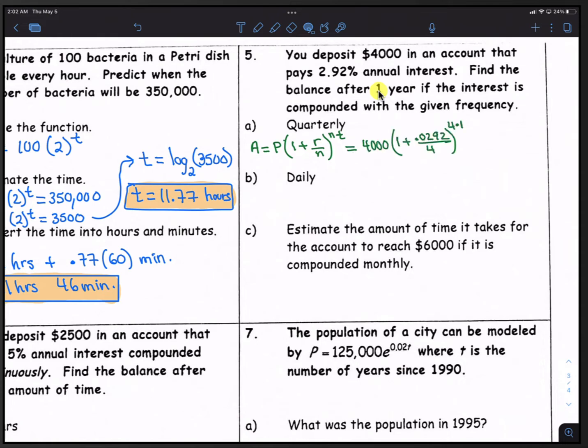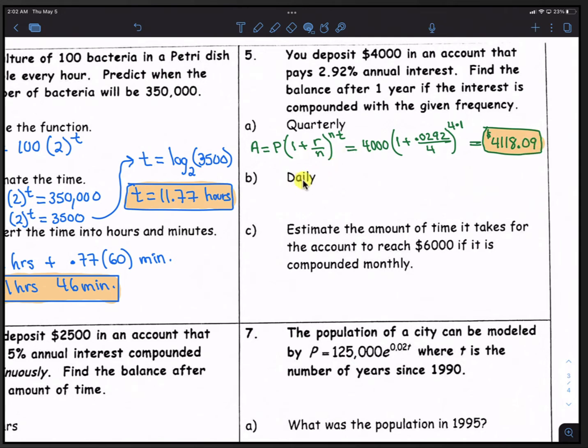All right, so let's plug everything in. As we said, P is the $4,000 that you start with. R is your interest rate converted to a decimal, so 2.92% becomes 0.0292. And then you're dividing it by N, and N is 4 because quarterly means 4 times a year. And then the exponent is N times T, so that's 4 times 1, and it's 1 because that's the number of years, 1 year. All right, we would just put this in our calculator, and ladies and gentlemen, we get a value of $4,118.09.